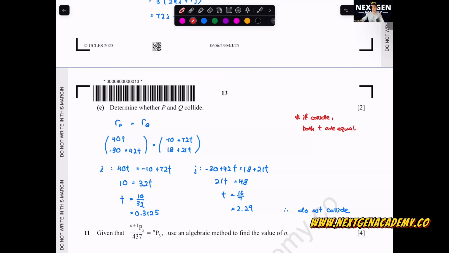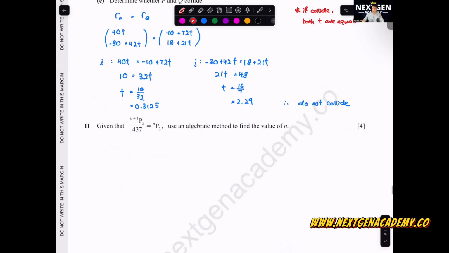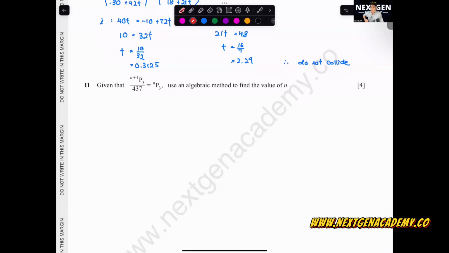Question number 10. If you understand this type, and if you need to practice this more, this is under constant velocity problems. Let's quickly finish up. Got 3 more questions. Question 11. Let's solve for this.